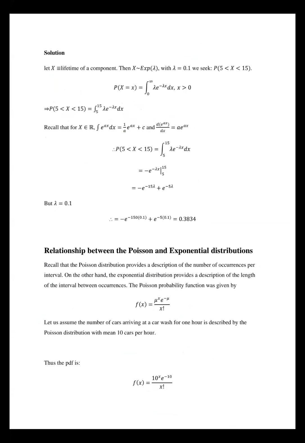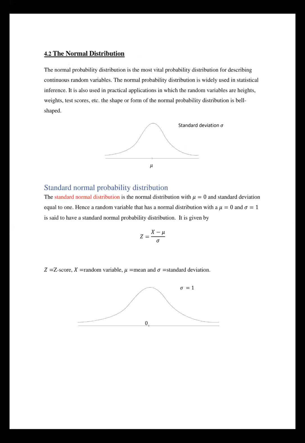Okay, now that we don't have any questions, we can fast forward and move to the normal distribution, the standard normal distribution. The probabilities should always be between 0 and 1. All the answers for probabilities shall be between 0 and 1.